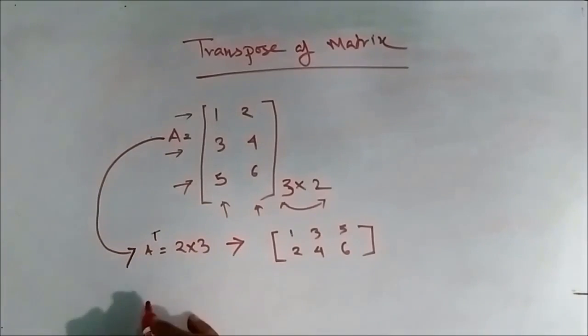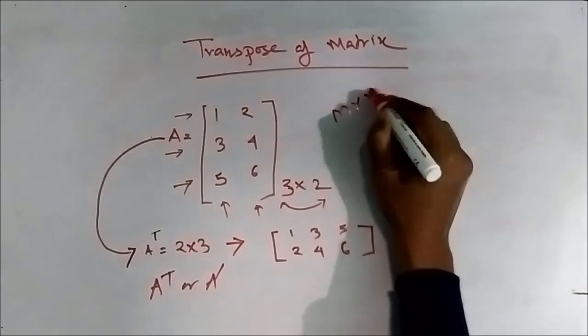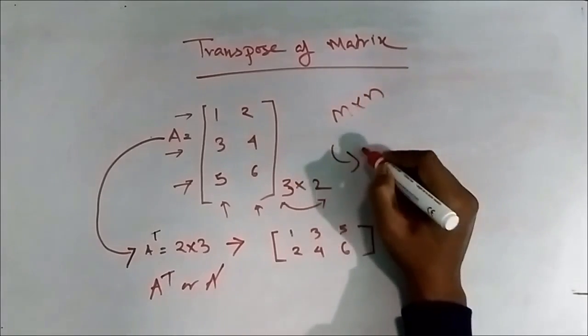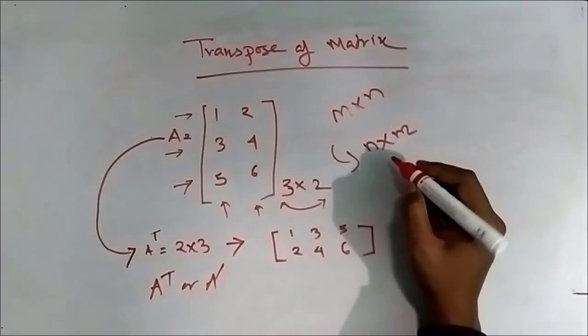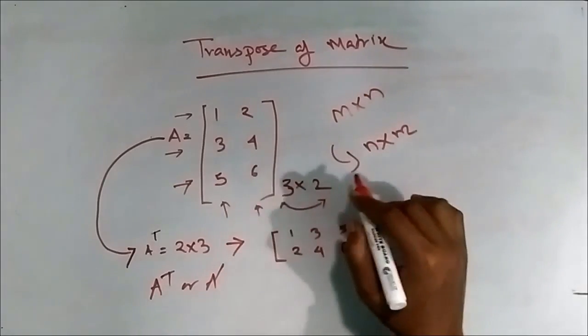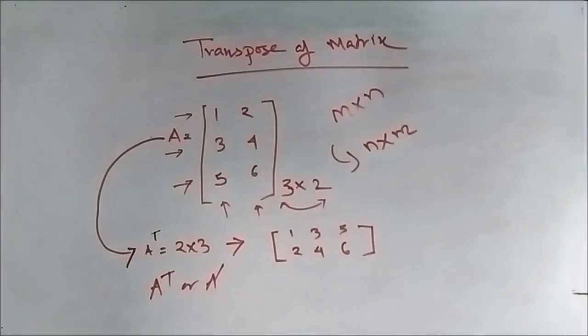So you can denote the transpose by A T or A dash. Okay, so what is transpose? Suppose a matrix of order m cross n, then the matrix of order n cross m, obtained from the same matrix by changing its rows into columns and columns into rows, that matrix is known as the transpose of that matrix.